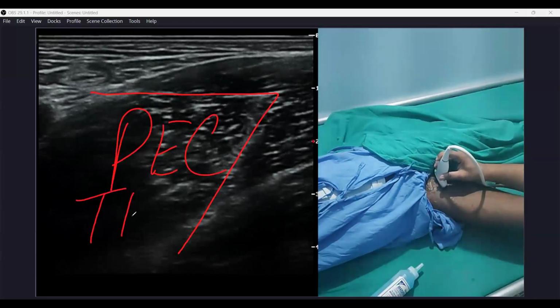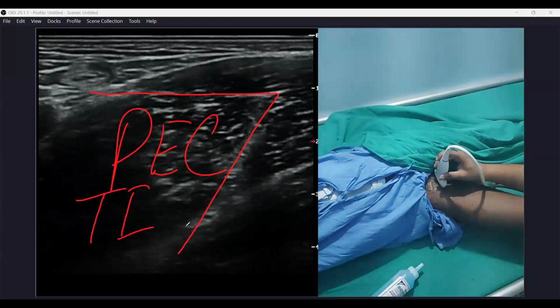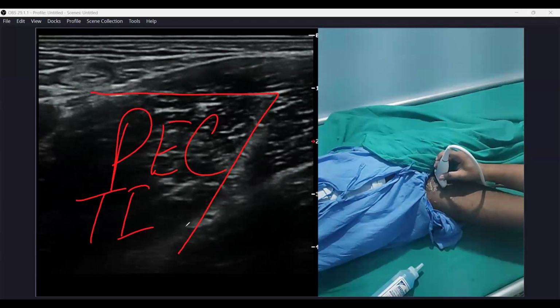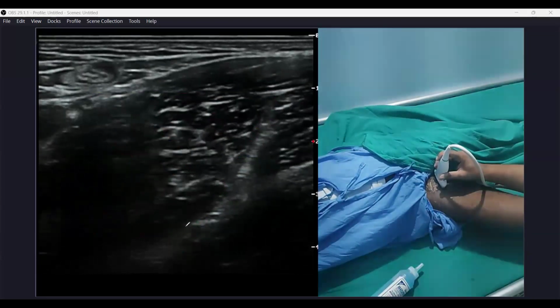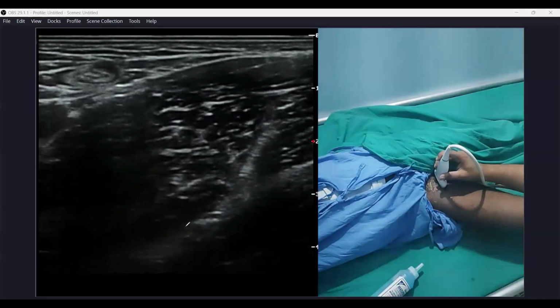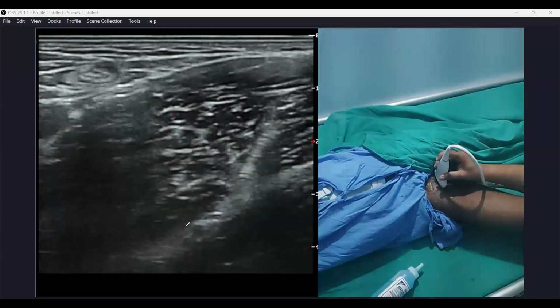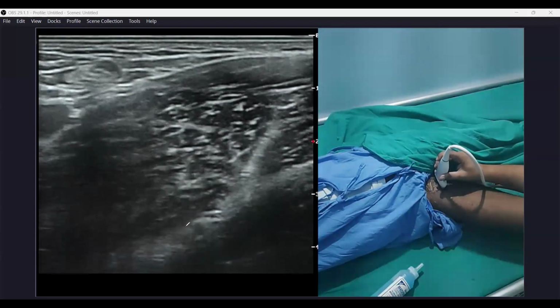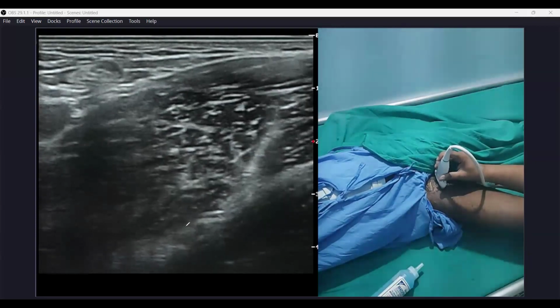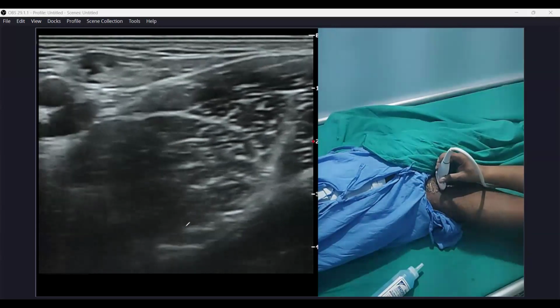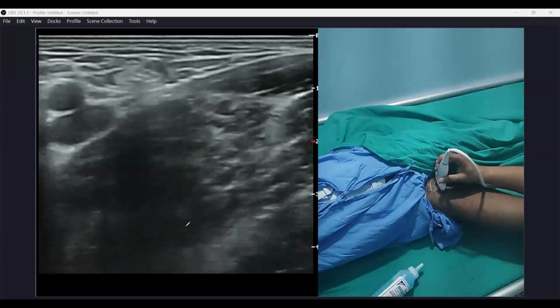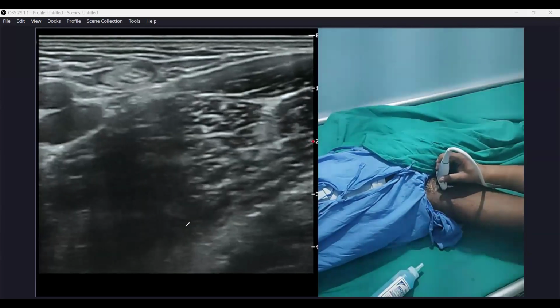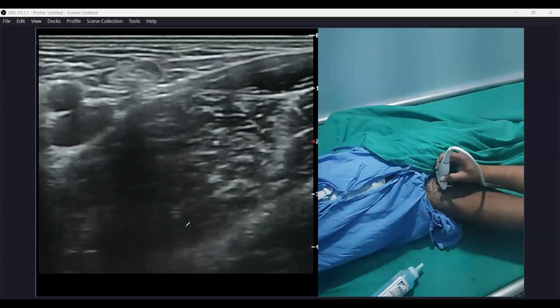Pectineus. So this is the first muscle. You can see pectineus. Is the pectineus clear to you at this point, or should I increase the gain a little? Now you can see the large pectineus here. Yes, sir. Okay. Now I am moving from the pectineus.